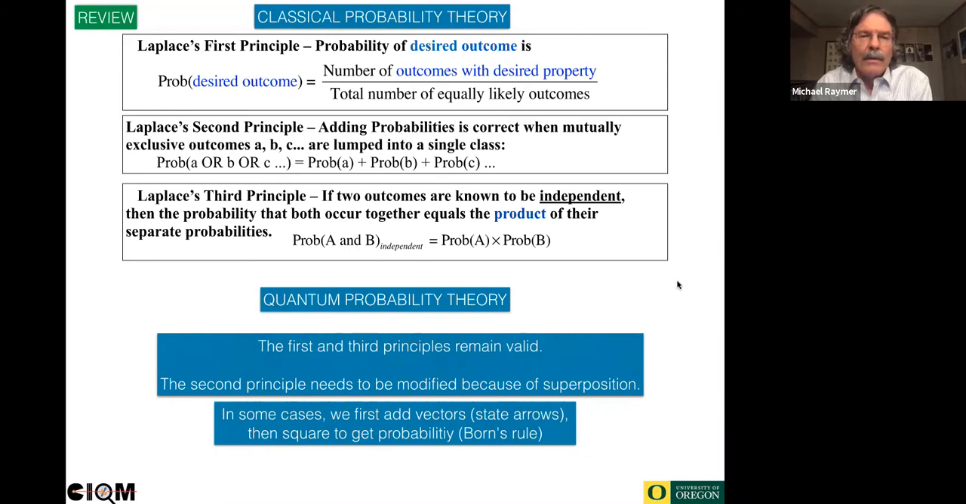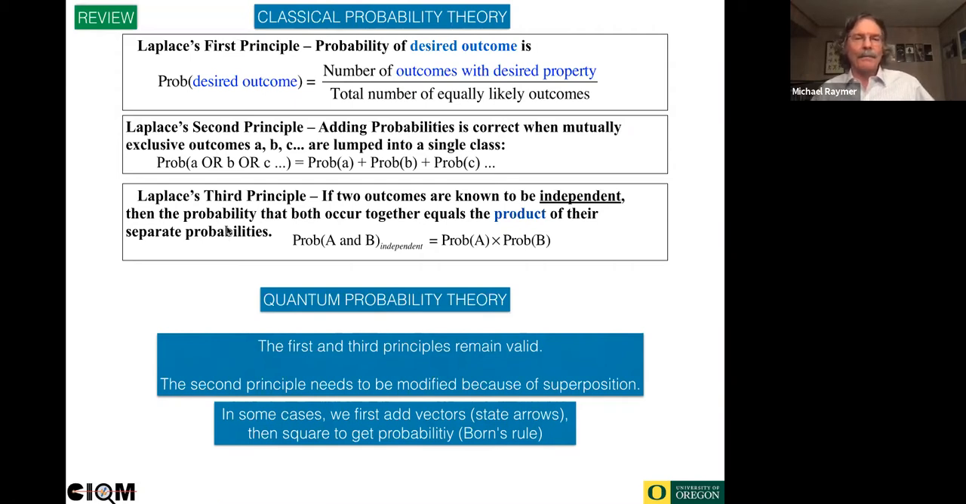We just basically have the intuitive idea of probability based on the number of outcomes and the number of equally likely outcomes. We have the idea that when you have mutually exclusive outcomes, A, B, and C, and you group them together into a single class, like A or B or C, and you don't care which one it is, you just want to know if you've got one of those outcomes, you can add those probabilities if they are mutually exclusive. Like if a ball could either be red, blue, or orange, what's the probability that it's red or blue? That would be an example. In other words, you don't care if it's red or blue. You just want to know if it's in the class red, blue.